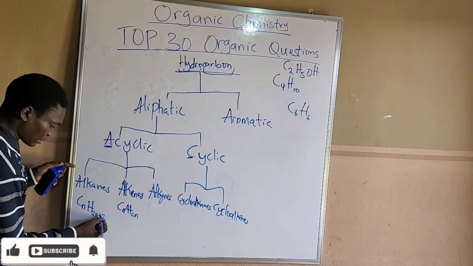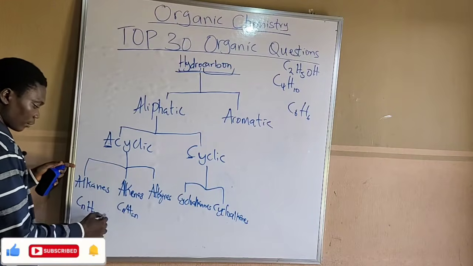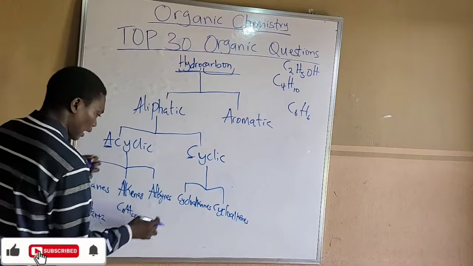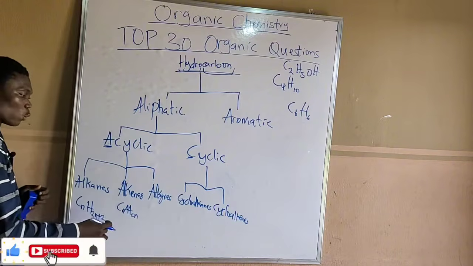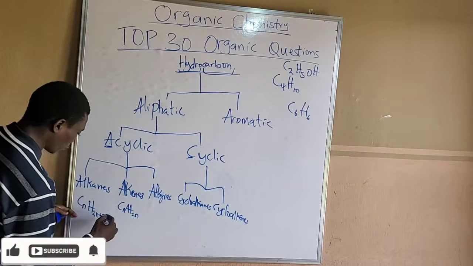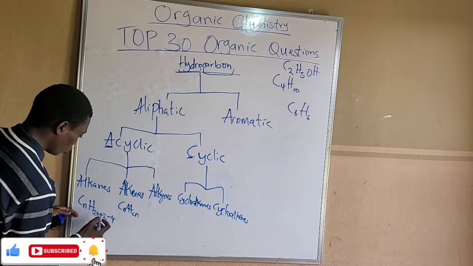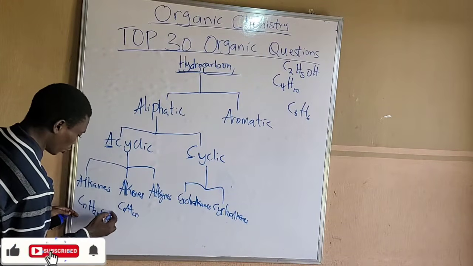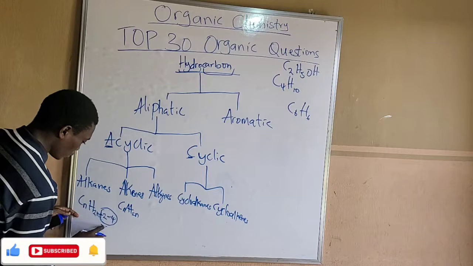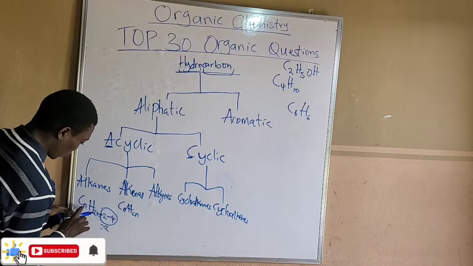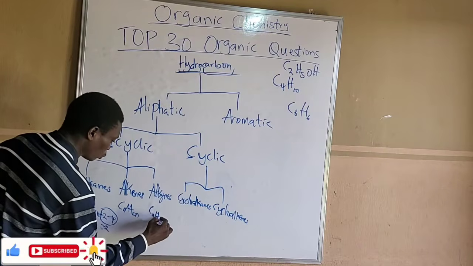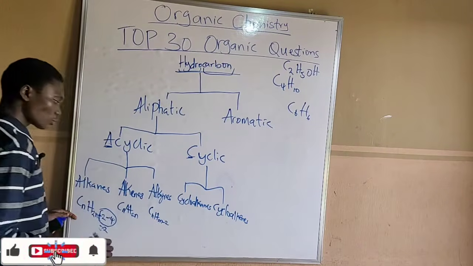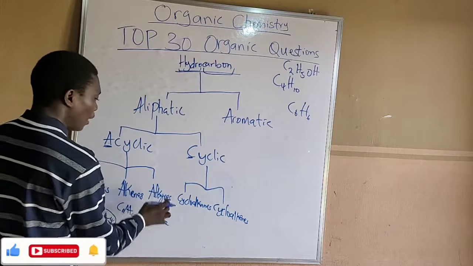But to get alkyne, let's rewrite the formula of alkane back. Notice the formula of alkane, CnH2n+2. When you were dealing with alkenes, you subtracted 2. For alkyne, you subtract 4. So when you subtract 4, this plus 2 minus 4 will give us minus 2. Therefore, we have CnH2n-2. That is the formula for alkynes.